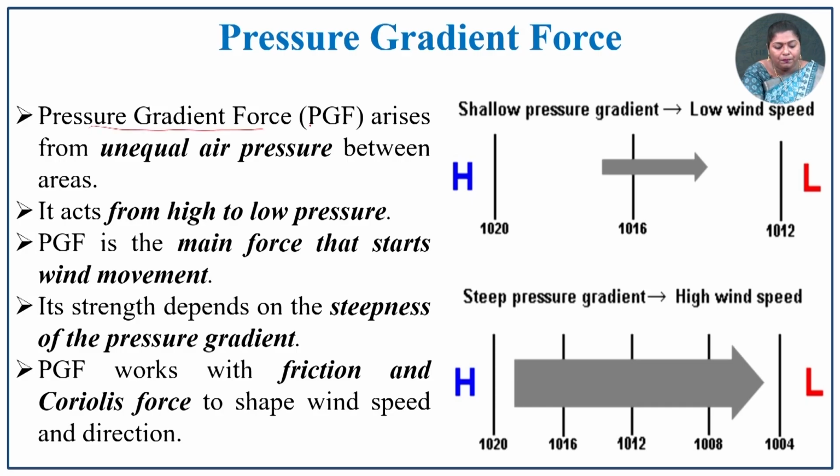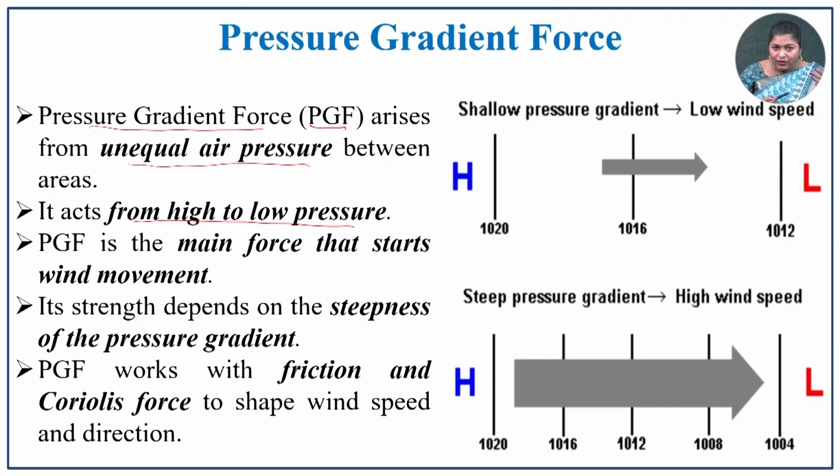Pressure gradient force, PGF in short, arises from unequal air pressure between areas. There is not a similar air pressure pattern. Because of this unevenness, this pressure gradient force arises. It acts from high to low pressure. Air will travel from the high pressure region towards the low pressure region. So, this pressure gradient force is the main force that starts the wind movement. If there is any wind movement, this pressure gradient force is most important.